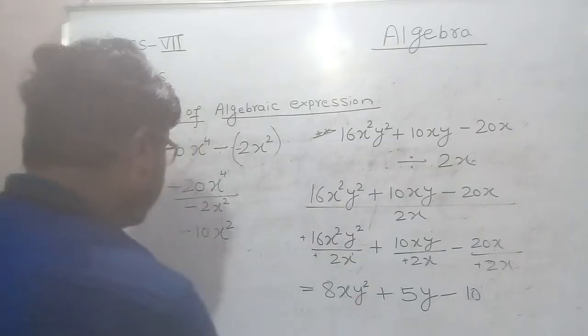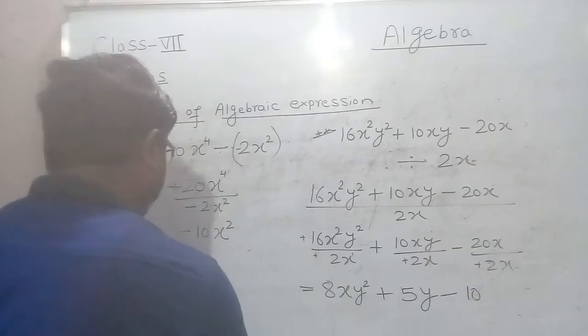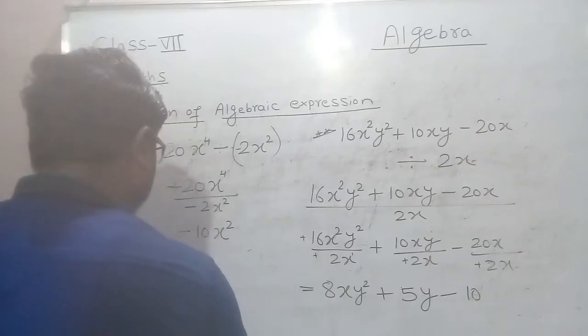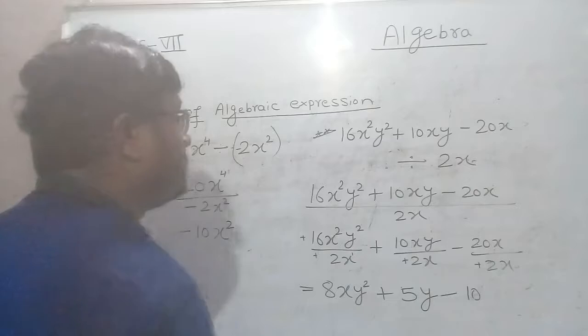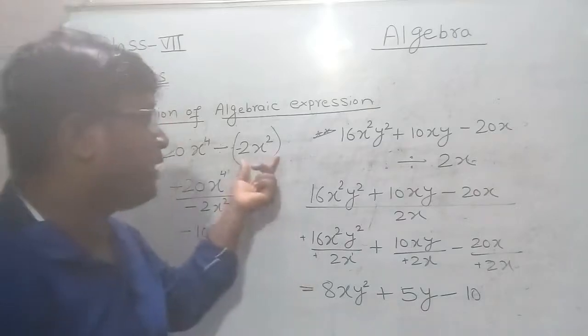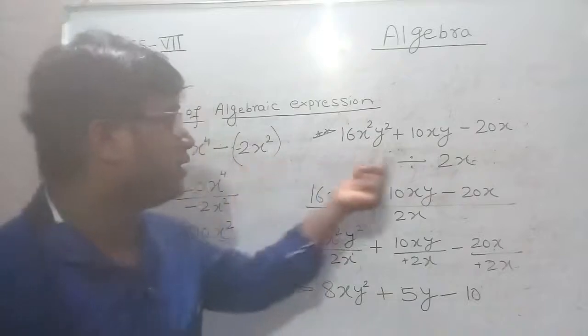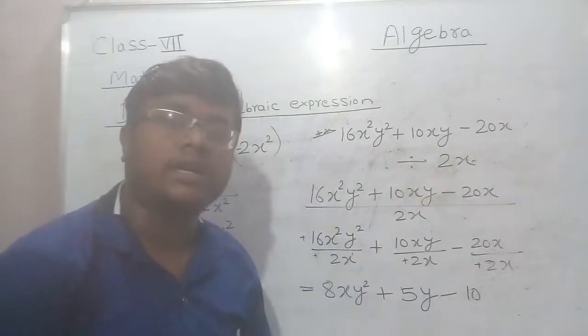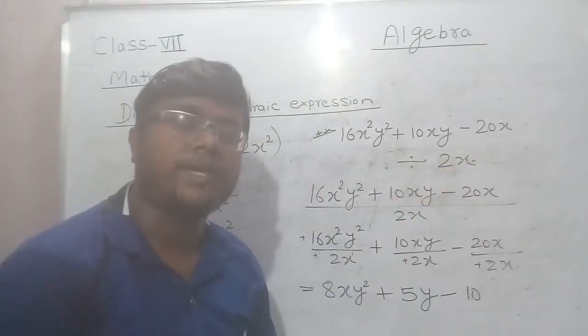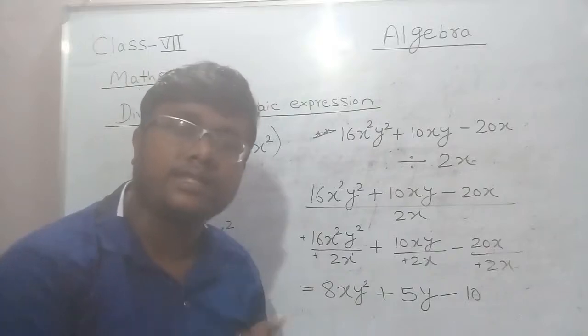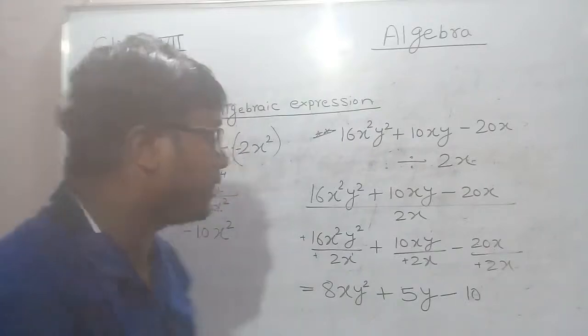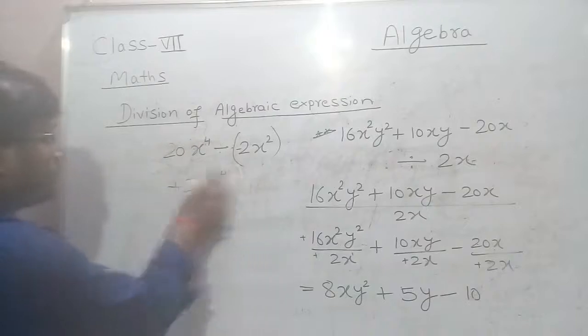So now let's see another example. This division was just the division where the divisor was a monomial. Okay, only one term is here, so the divisor is a monomial. Now let's do such type of division where the divisor is a binomial. Okay, let's do one question.